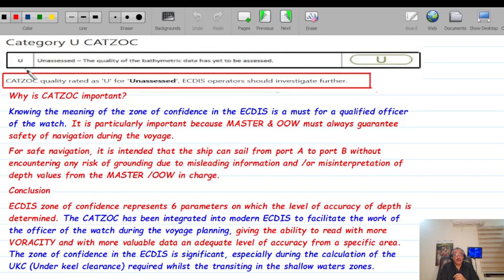Coming to the final one, that is U category, that is unassessed. That is, the quality of the bathymetric data has yet to be assessed. So I repeat again, under category U CATZOC, that is unassessed, the quality of the bathymetric data has yet to be assessed. So therefore, whenever you have U category, please do exercise caution and exercise due diligence.